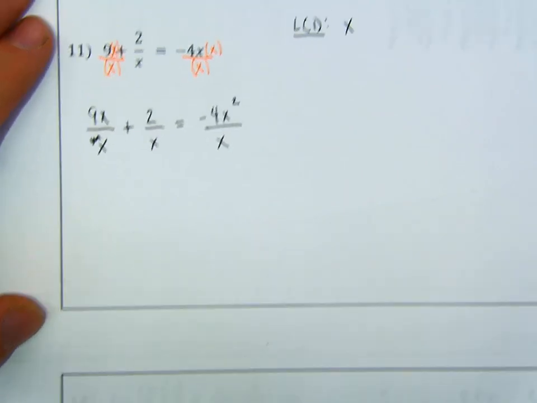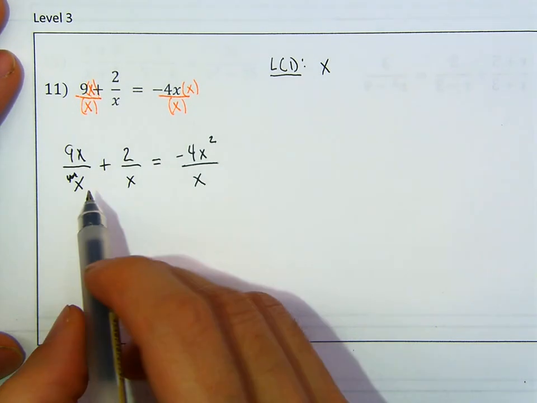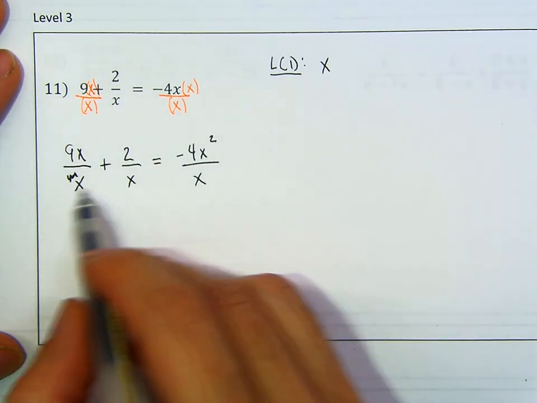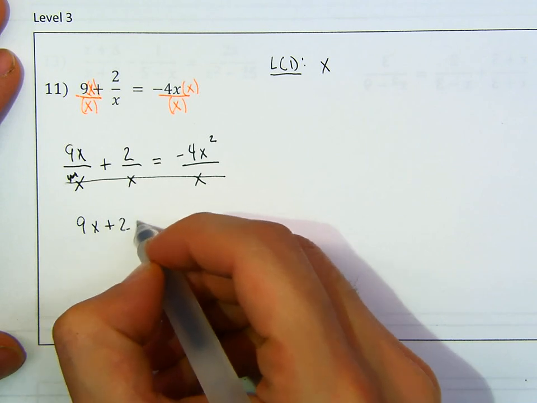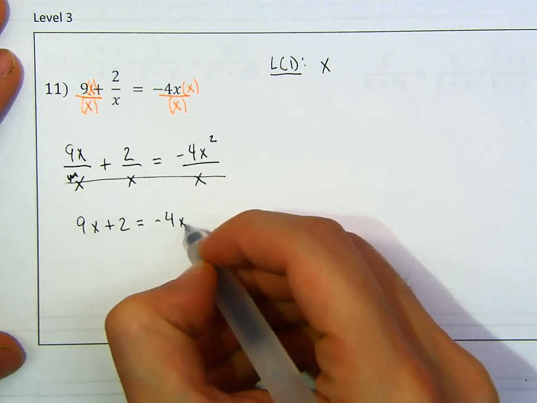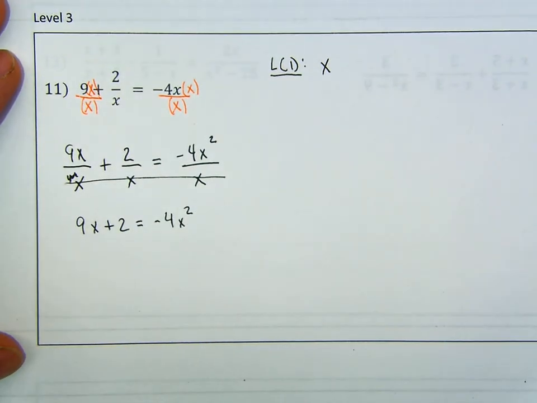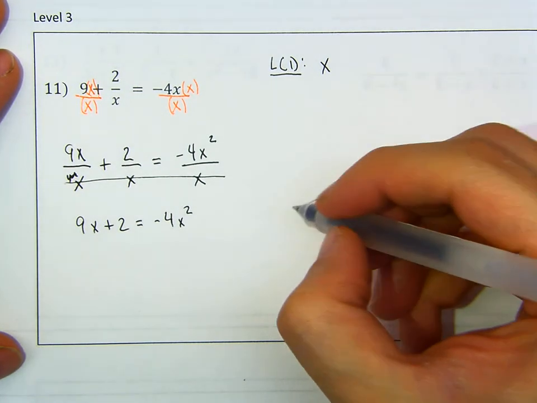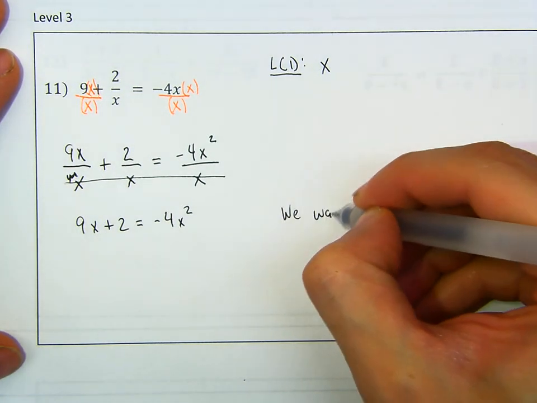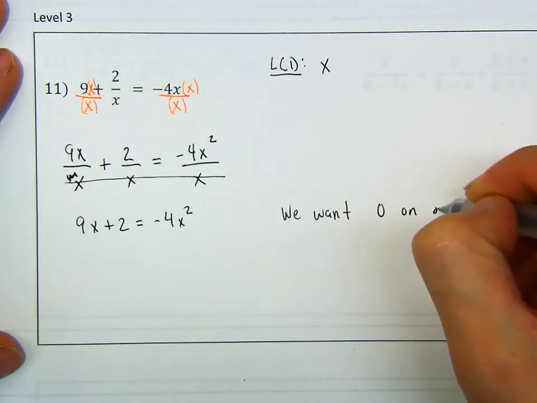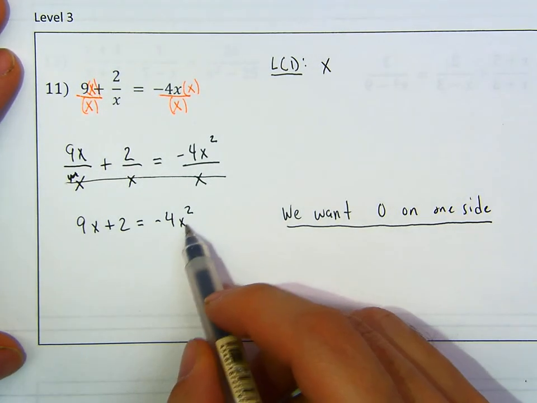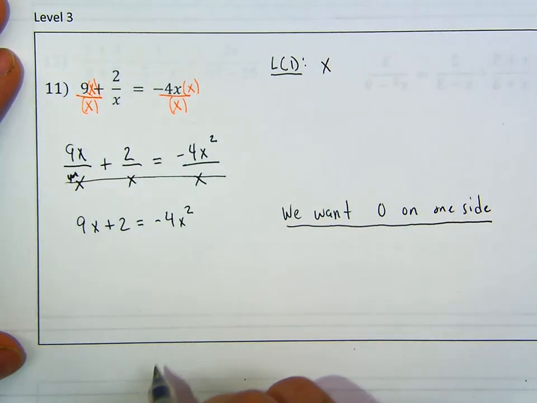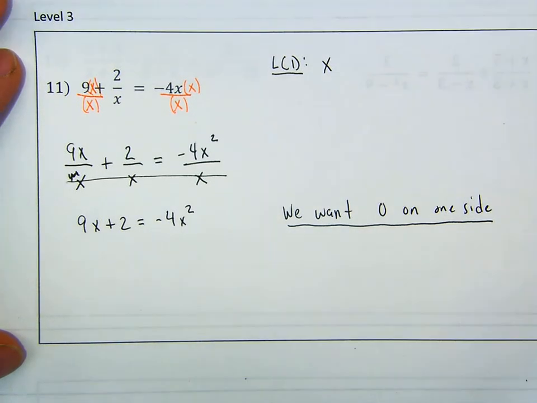Okay? Now, what happens next? Now the denominators here, we can cancel them out. So now we have 9x plus 2 equals -4x squared. Okay? Now, how do we continue further? We want 0 on one side. And how do you know you want 0 on one side? Because we have some sort of quadratic. So now the idea is, how do we get 0 on one side?